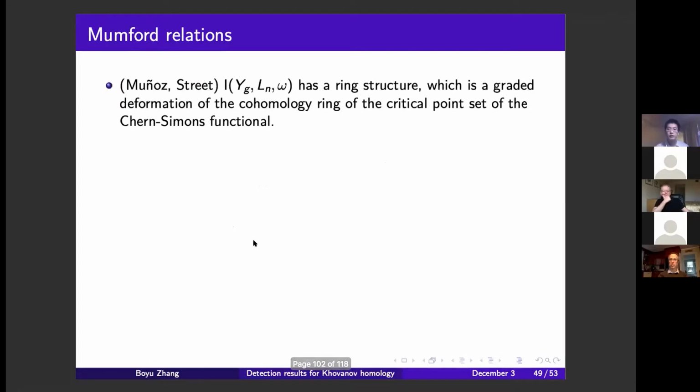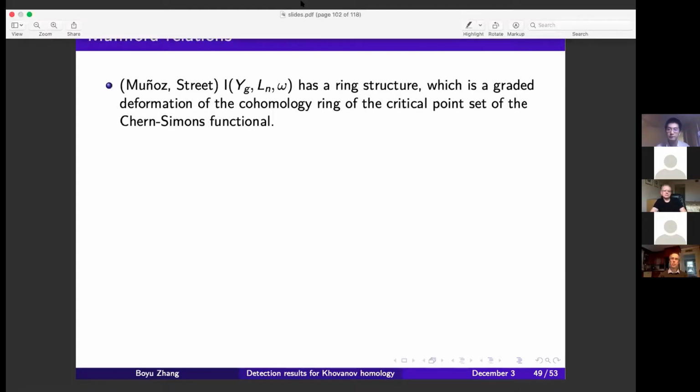So there are a few ingredients in the proof. The first one is that this instanton Floer homology actually has a ring structure, because we can define a product operation using the pair of pants cobordism on S^1. It's known by previous works of Muñoz and Street that this ring has to be a graded deformation of the singular cohomology ring of the critical point set of the unperturbed Chern-Simons functional.